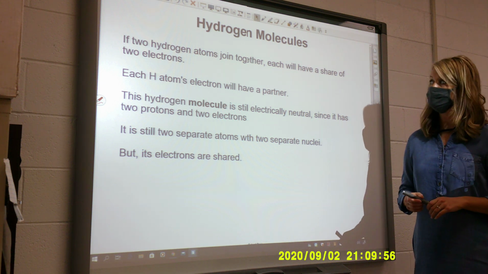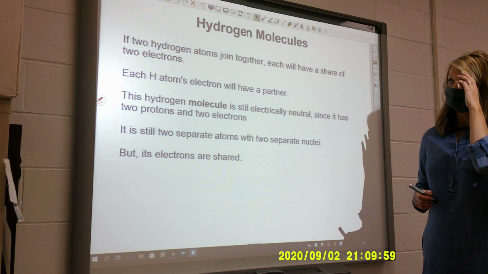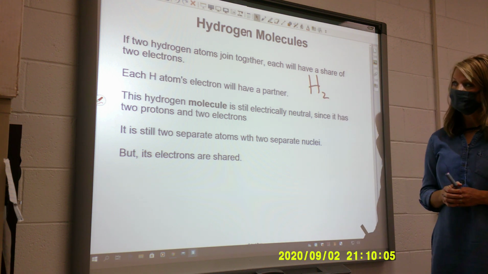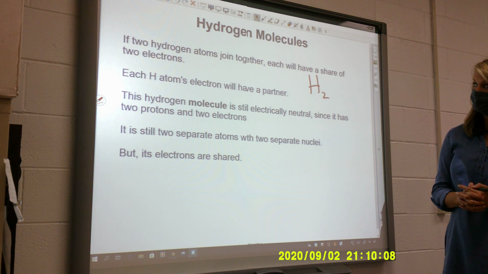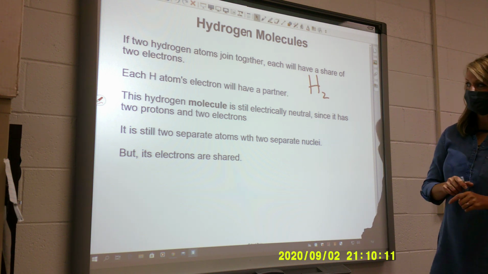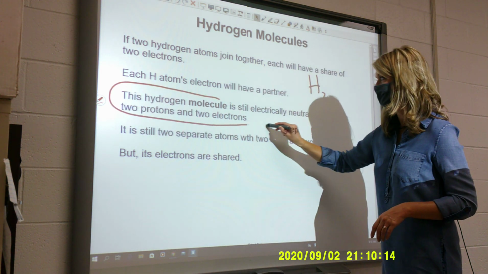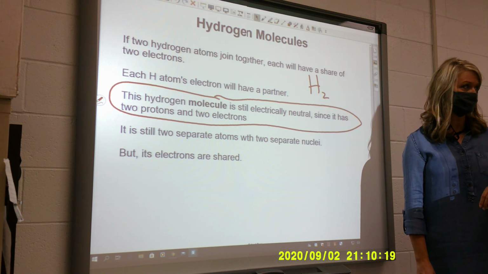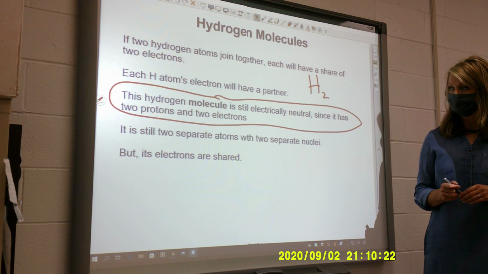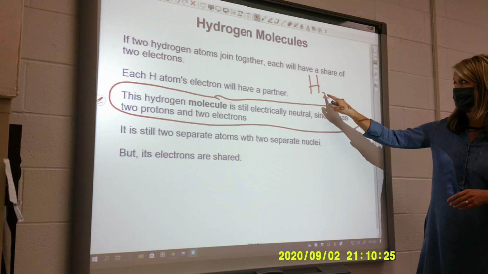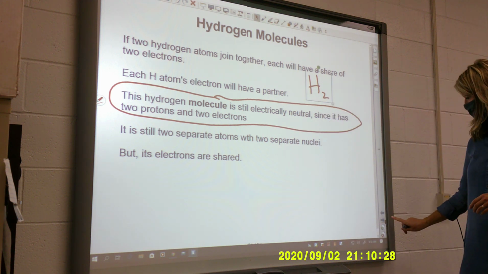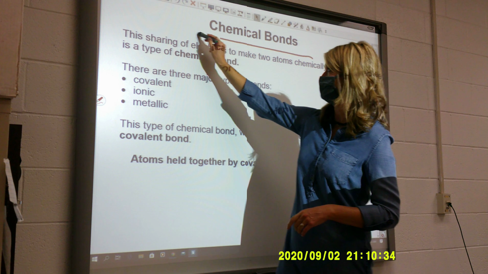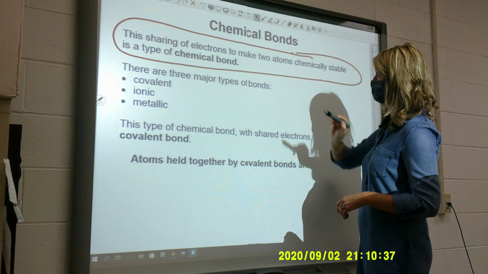If 2 hydrogen atoms join together, each will share 2 electrons. Each H would look something like we have H2. Each H atom's electrons will have a partner. This hydrogen molecule is still electrically neutral since it has 2 protons and 2 electrons. It is still 2 separate atoms with 2 separate nuclei, but it shares the electrons. This sharing of electrons makes 2 atoms chemically stable, is a type of chemical bond.